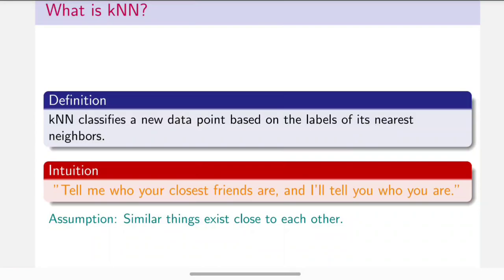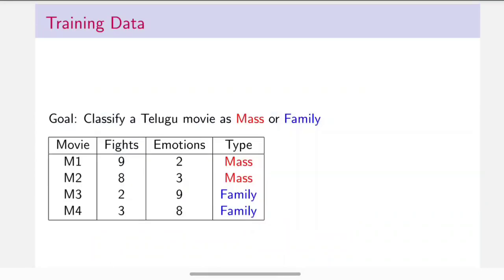The main assumption of kNN is that similar things exist close to each other. Here, k represents the number of nearest neighbors we consider while making a decision. In this example, our goal is to classify a Telugu movie as either mass or family type. We are using two features: the number of fight scenes and the number of emotional scenes. Mass movies usually have more fights and fewer emotional scenes, whereas family movies usually have more emotional scenes and fewer fights.